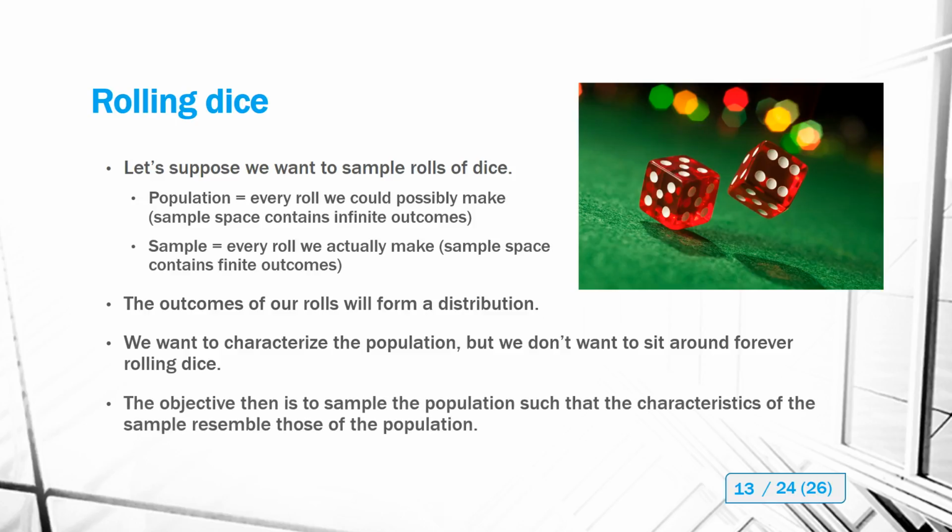We want to take a sample of the population, but we want to do it in a way that the characteristics of that sample resemble those of the population, because then we can take statistics on the sample and then apply those as appropriate to the population.